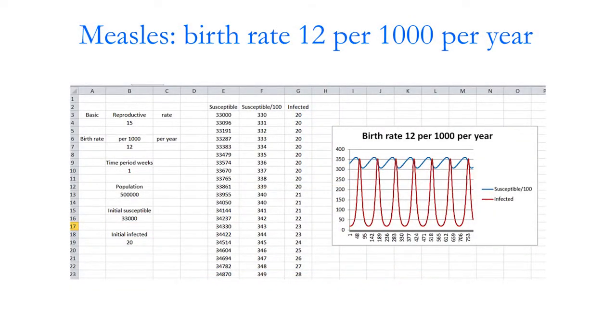And what we get then, if we plot a graph of the number susceptible in blue, but in order to get them both living on the same scale, what I've done is not to plot the actual number of susceptible, but the number of susceptible divided by 100. It was just to bring it down so that you could see both of them together. And these are the number infected here, rising up from 20 to 350, dropping down again, rising up again.